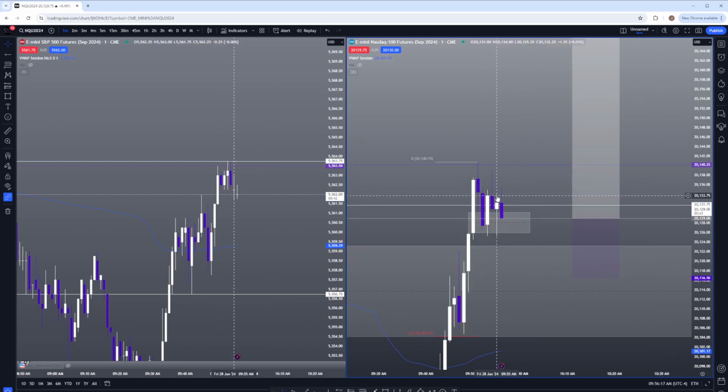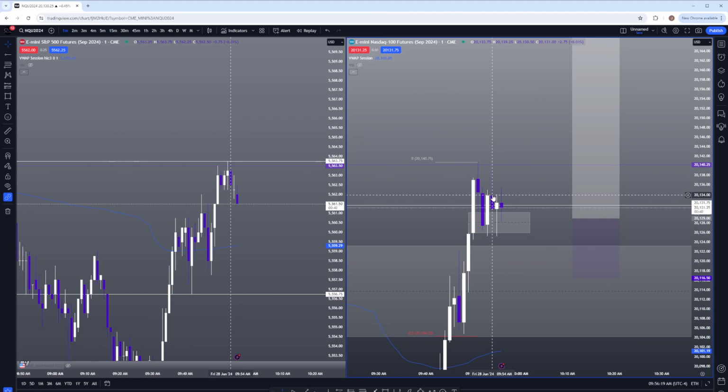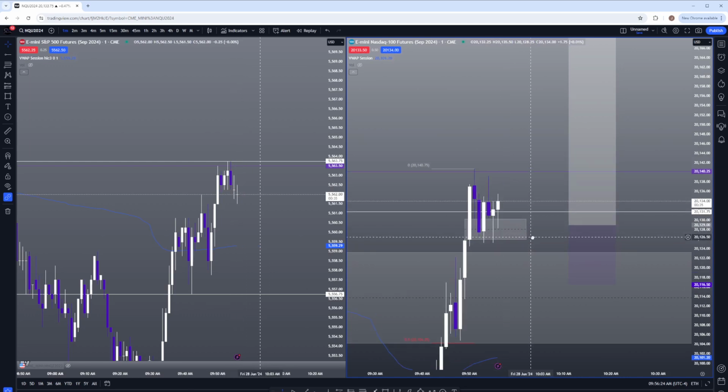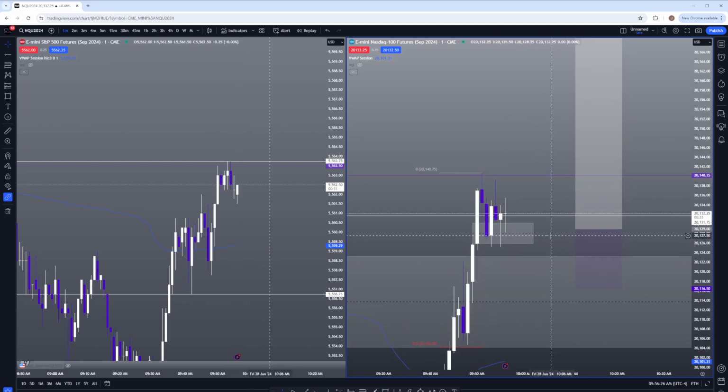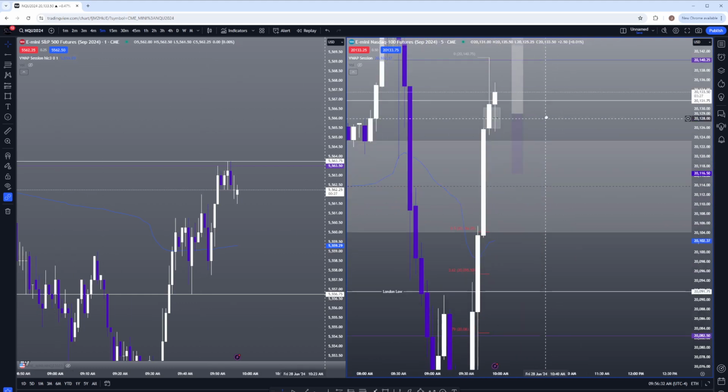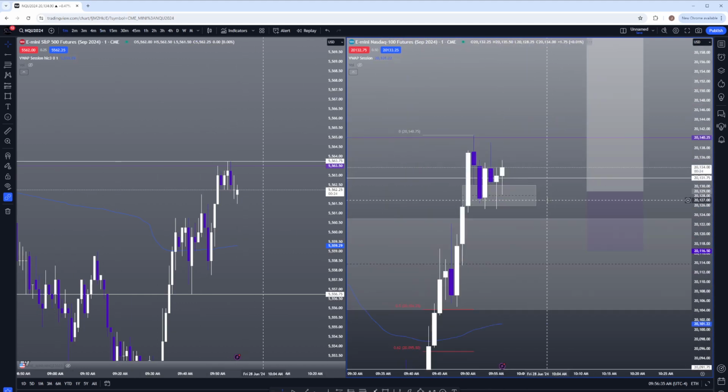And since I had my entry a little bit higher since I was waiting for that reaction, I obviously had to have my stop a little bit higher than I would want. So I just don't want to hold that one. I do want to wait and see if we're going to get some more pullback. Maybe down to that 5-minute imbalance, down into a discount of this range.